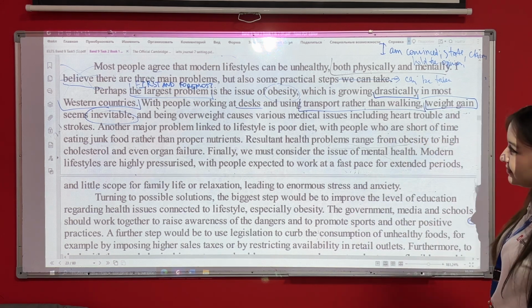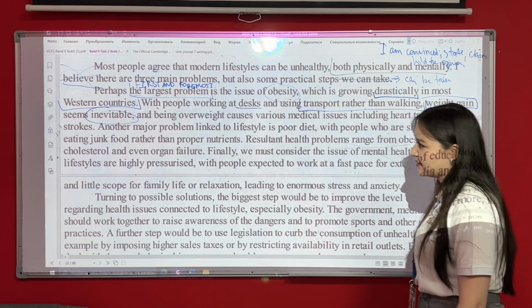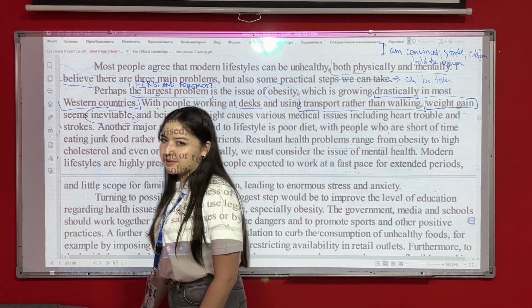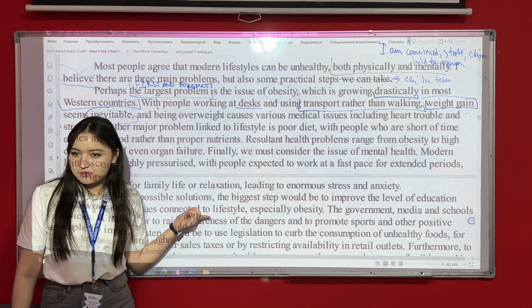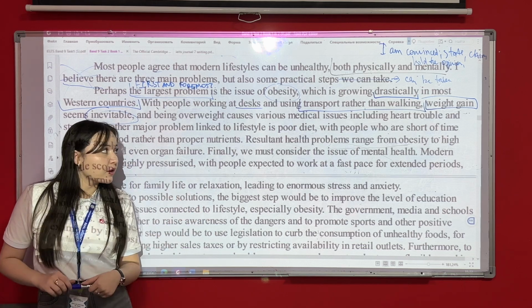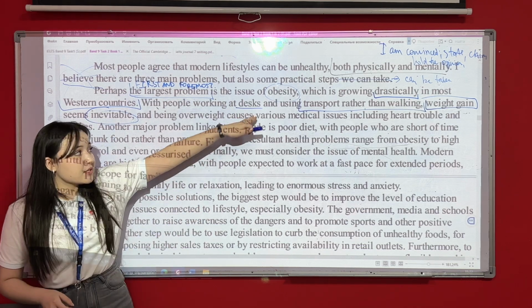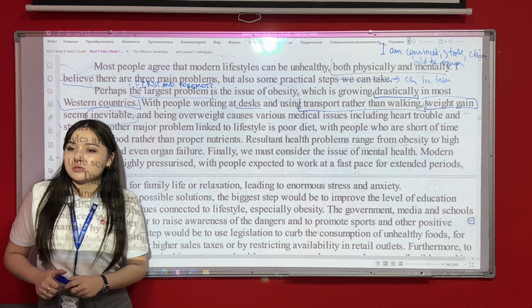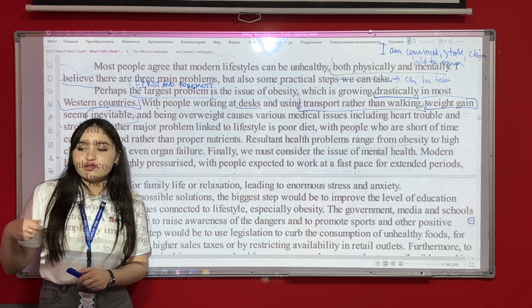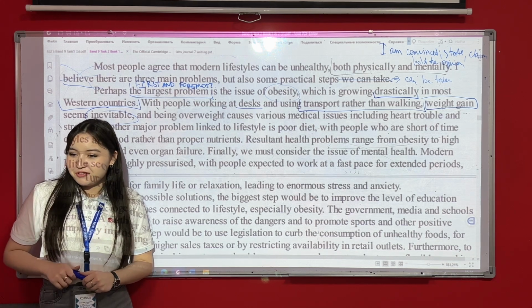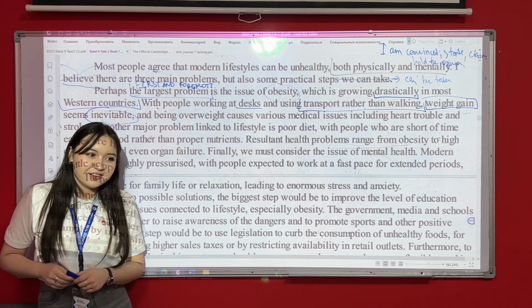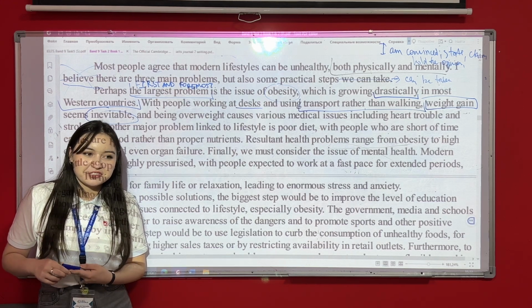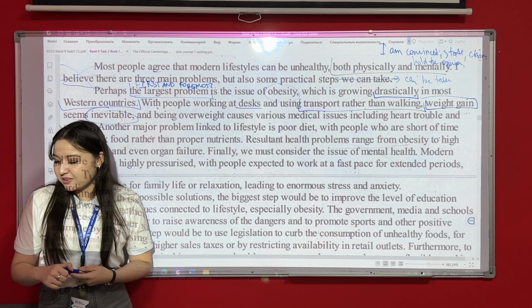Inevitable. So it means that it was clear from the beginning that they will gain weight. Gain weight, right? With what? With people's desks, using transport rather than walking and consuming junk food, right? Drinking Coca-Cola, drinking other soft beverages, right? Okay, very good.